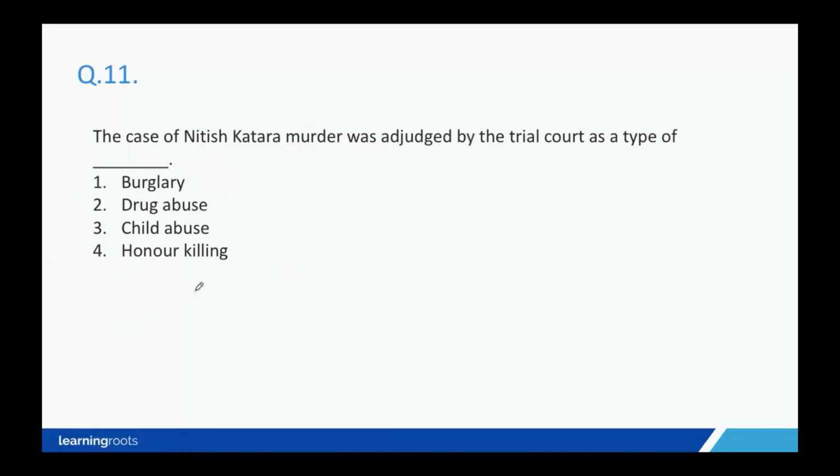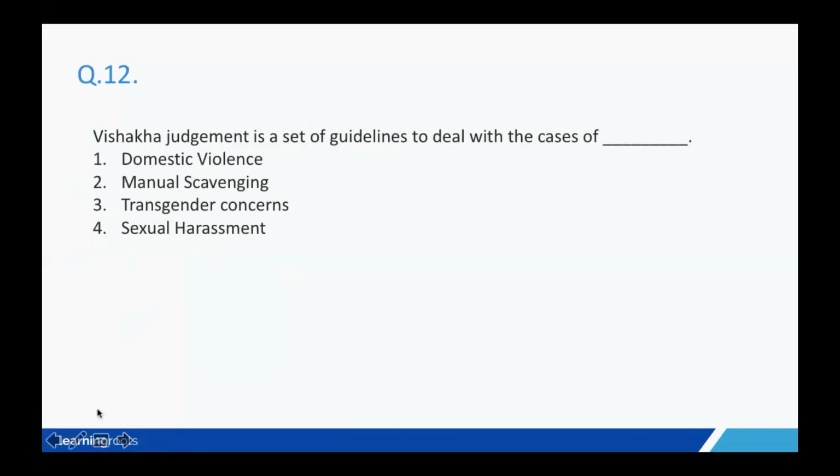Coming to the 11th question, the case of Nitish Katara murder was adjudged by the trial court as a type of, again, something that was in the news last year. So if you were following the news, then you would know that this is an example of honor killing, right? So a little bit of reading of the newspaper, even a cursory reading, would have helped you in this. So 4 is the answer for this.